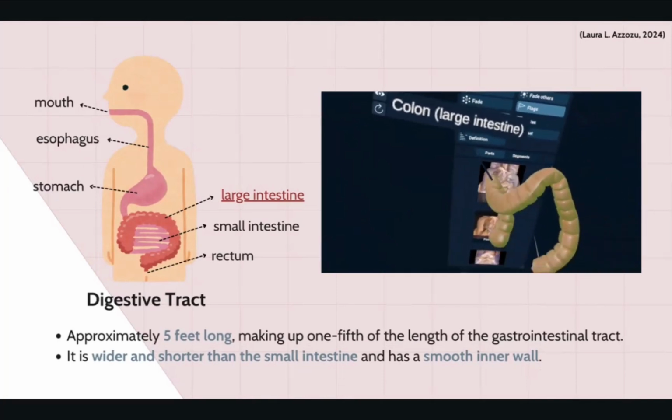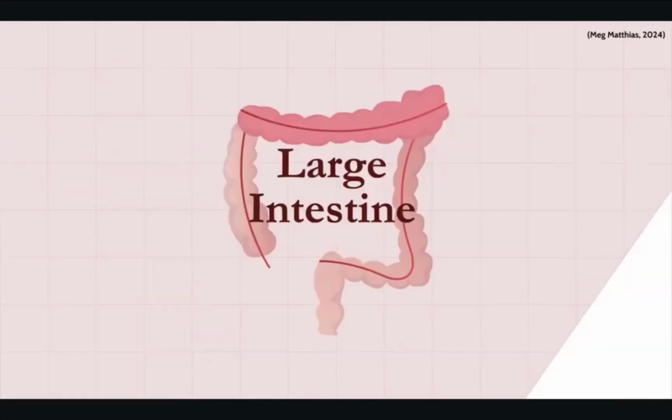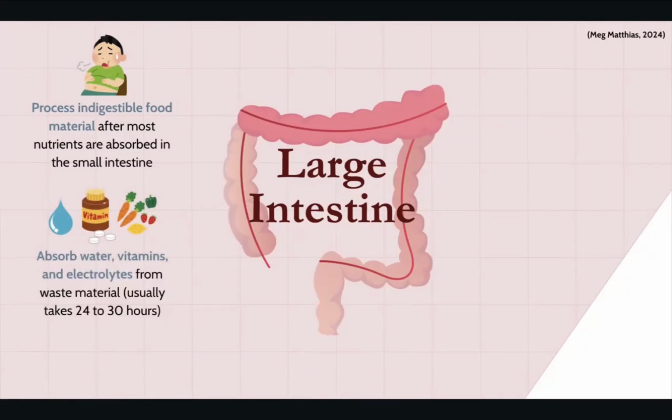The large intestine is wider and shorter than the small intestine and has a smooth inner wall. The large intestine is responsible for processing indigestible food material after most nutrients are absorbed in the small intestine. It performs an essential role by absorbing water, vitamins, and electrolytes from waste material.